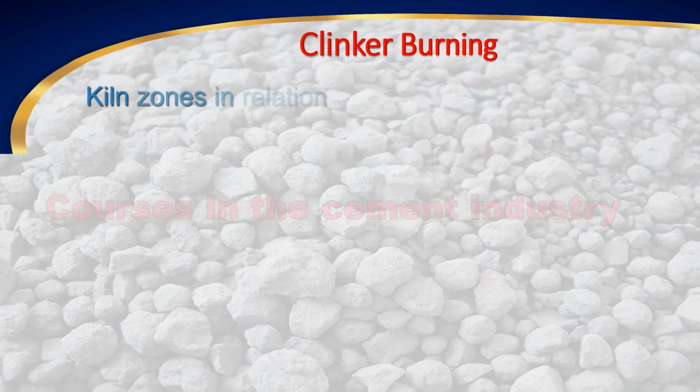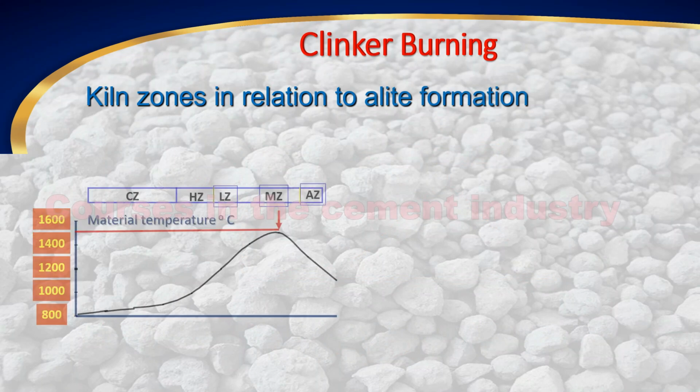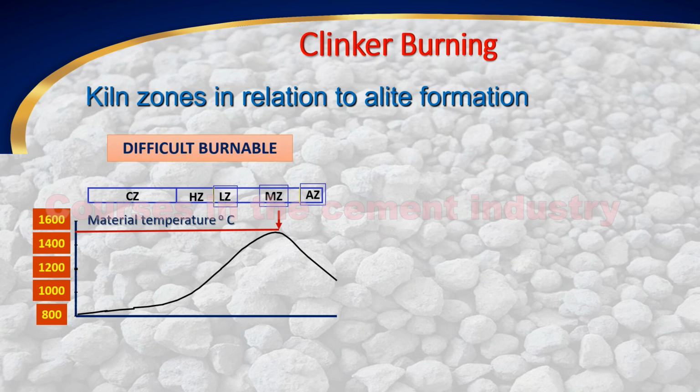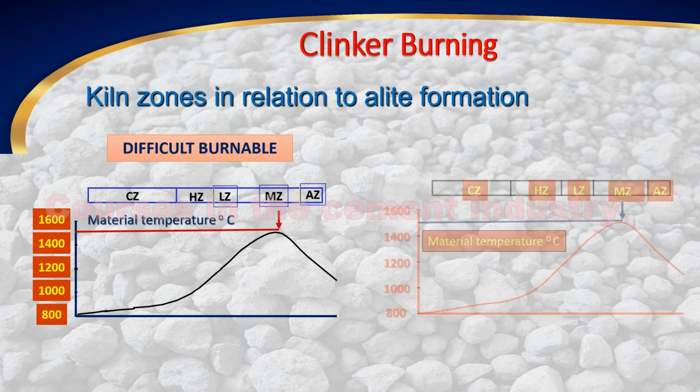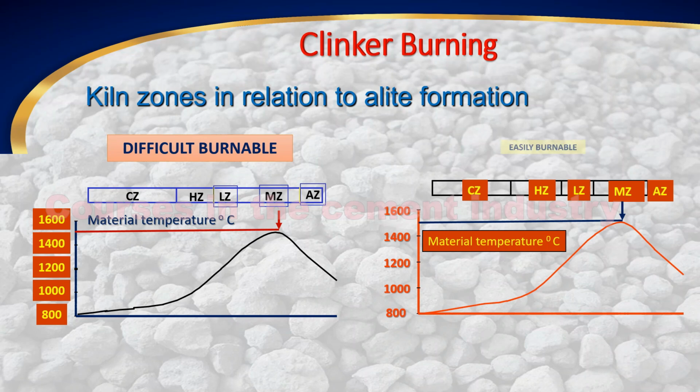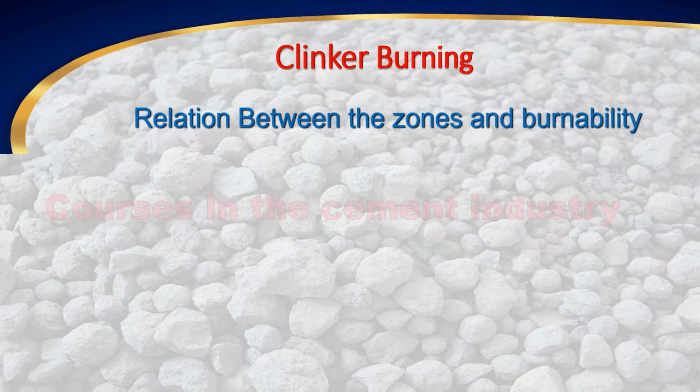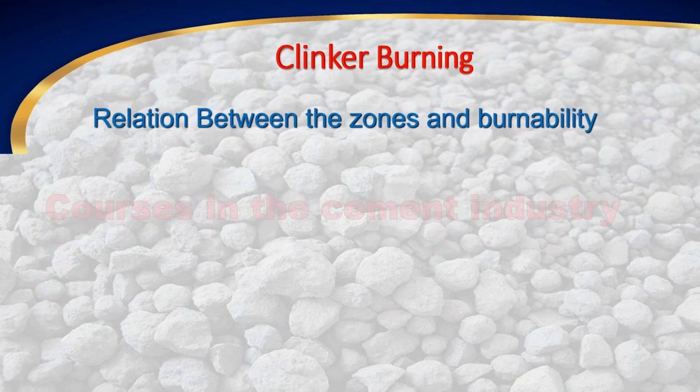Kiln zones in relation to alite formation. Divided into two types. This chart explains difficult burnable, and easily burnable. Relation between the zones and burnability.